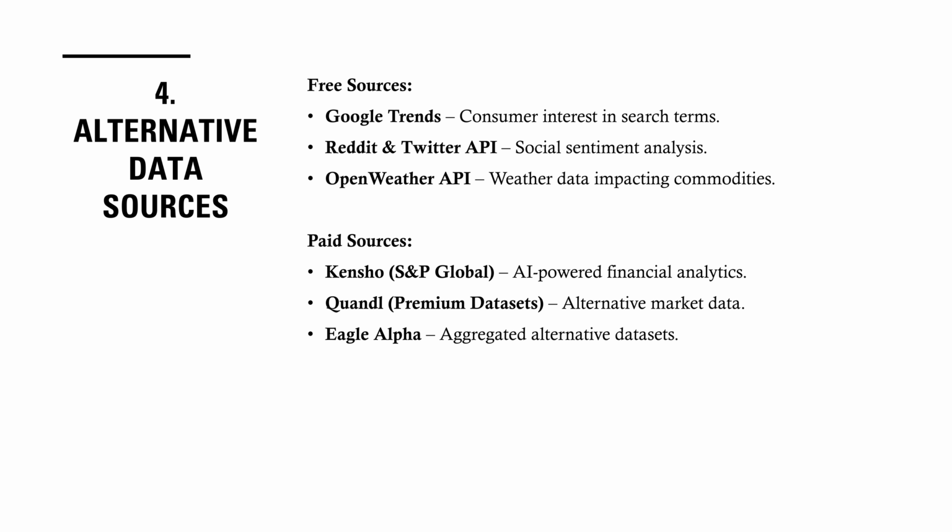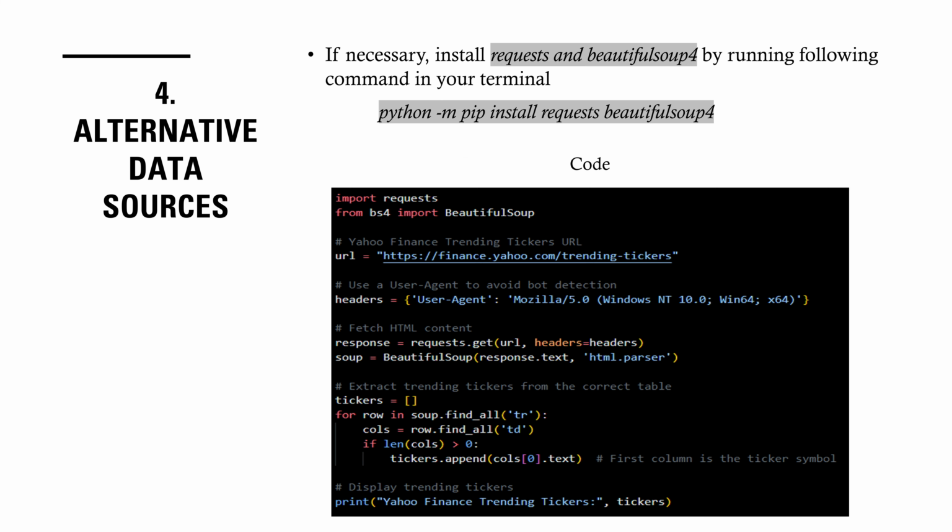On the paid side, platforms like Kensho, Quandl's premium datasets, and Eagle Alpha offer AI-driven analytics and curated alternative data streams used by institutional investors. These sources are especially useful for forecasting market movements, identifying emerging trends, and enhancing trading strategies with behavioral insights. While traditional data tells us what happened, alternative data helps explain why it happened or predict what might happen next.